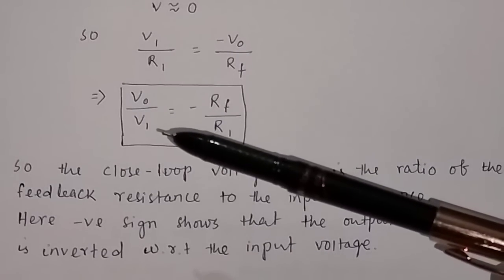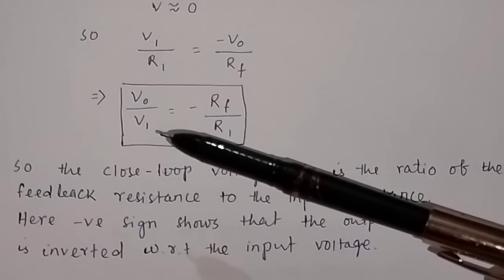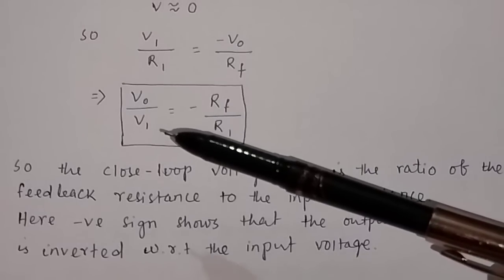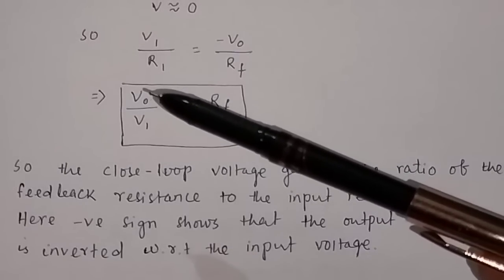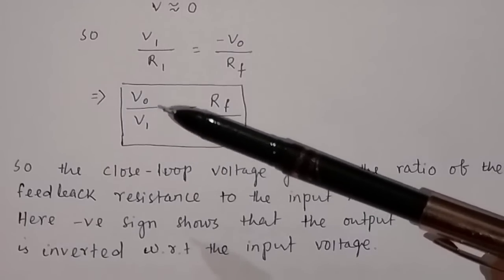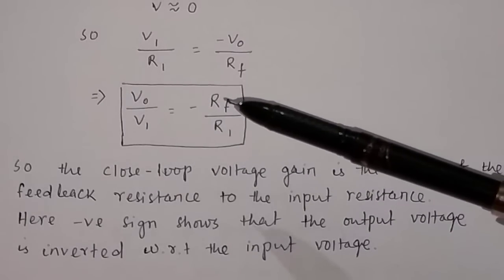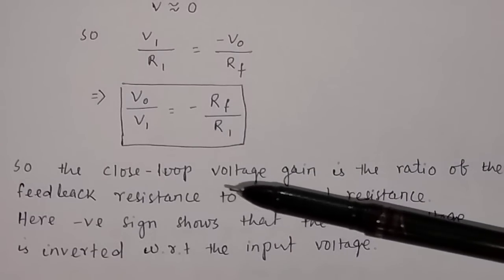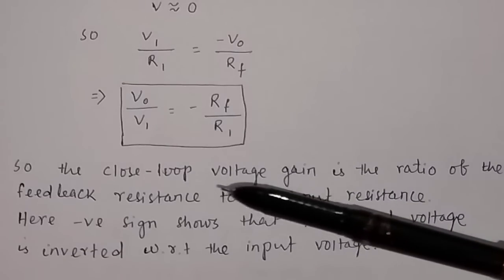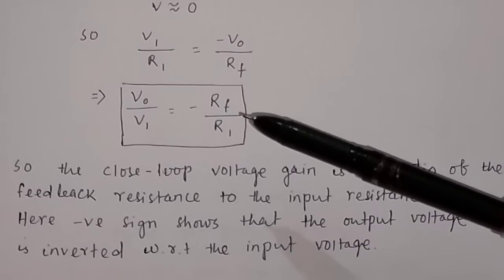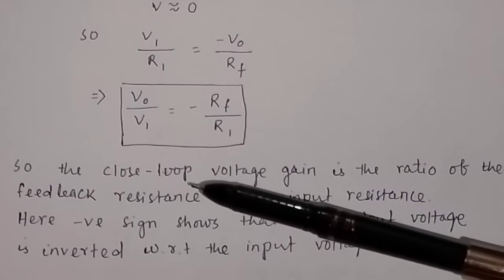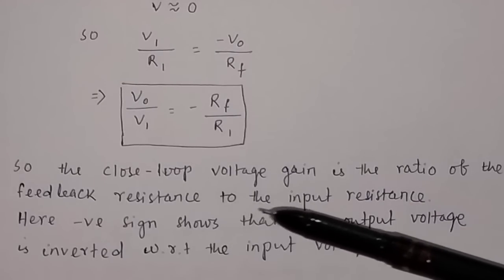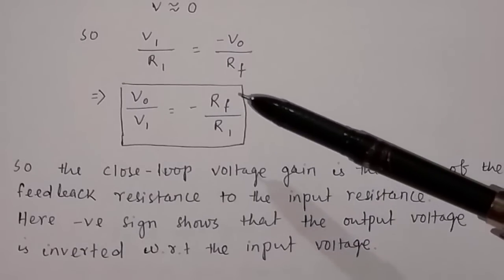And what is V0 divided by V1? That is the output voltage divided by the input voltage. The ratio of the output voltage to the input voltage is the gain. This is the gain of the operational amplifier. So the gain of the operational amplifier is equal to the ratio of the feedback resistance to the input resistance. This is the closed loop voltage gain, because the loop is closed by which resistor? The feedback resistor. So the closed loop voltage gain is the ratio of the feedback resistance to the input resistance. This is a question.